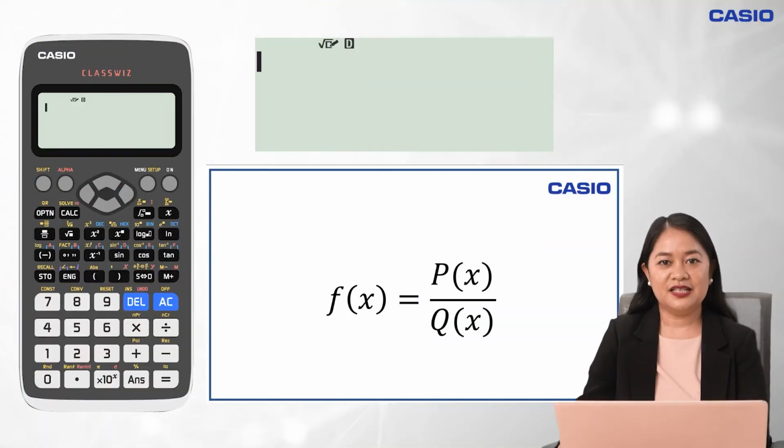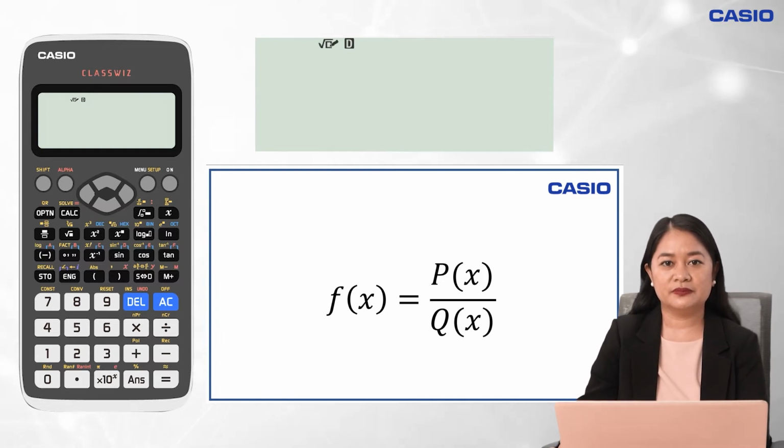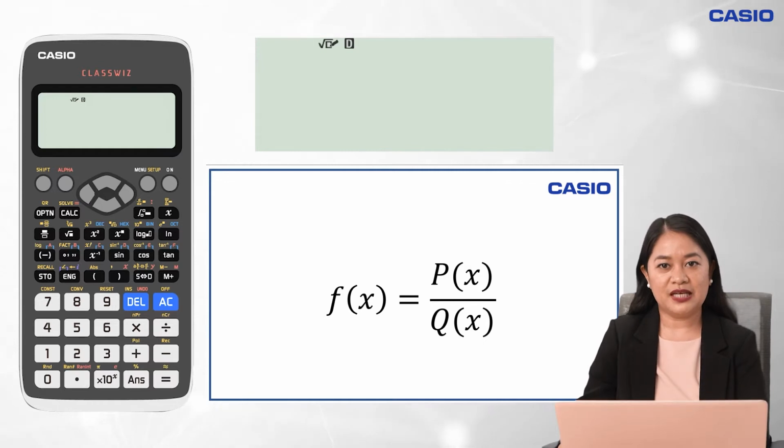As defined, a rational function is a function showing the quotient of two polynomials, p and q, written in the form f of x equals p of x over q of x, where q of x is not equal to 0. Now, its domain is a set of real numbers except for the values that will make the denominator equal to 0. Let's have an example in identifying the domain of a rational function.